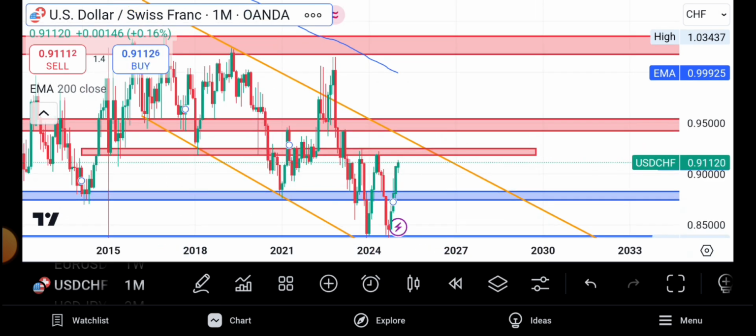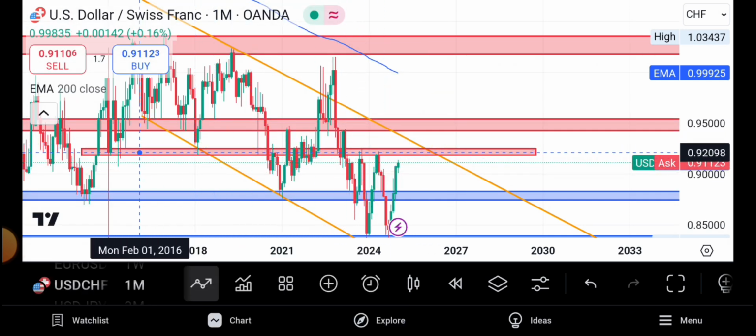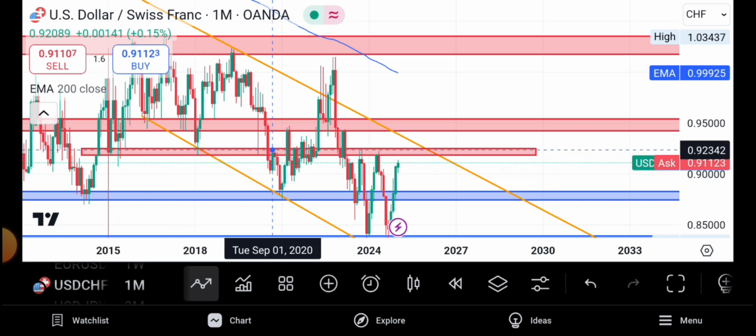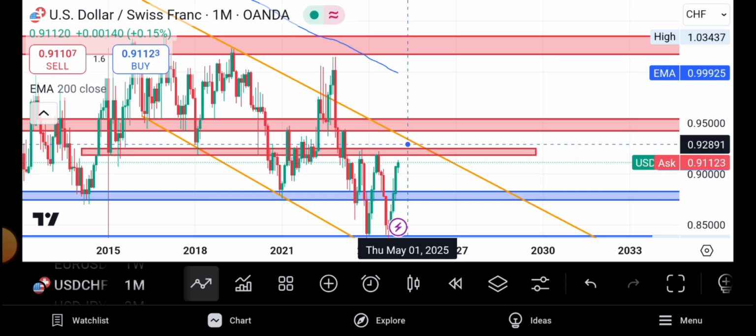So this zone, you see very well, it was a resistance here, then it was used as a support here, another support here, resistance, support, resistance. So this zone is very important. Are you together? In the monthly time frame, this zone is very important.